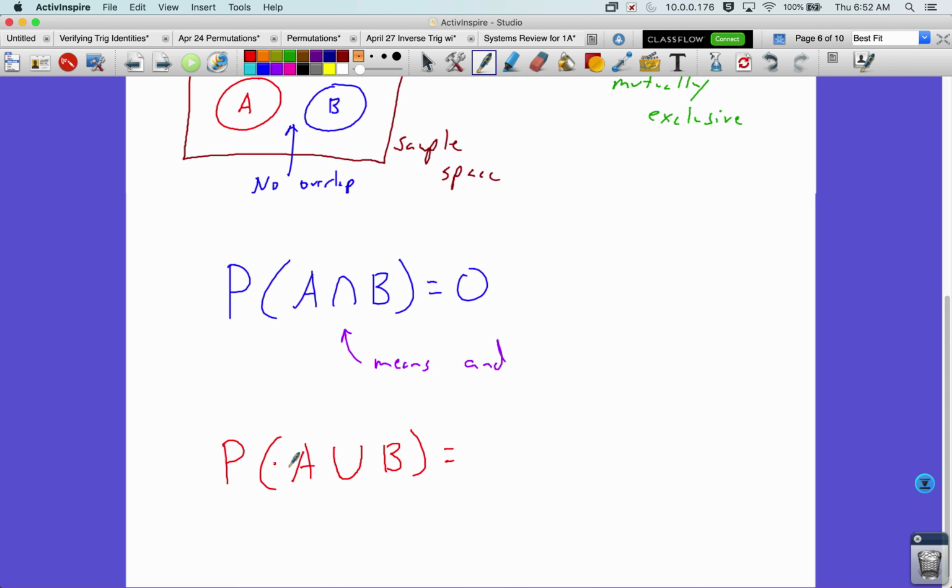But the probability of A or B is the same as the probability of A plus the probability of B. Let's talk about why this makes sense. So this means or. If there was some intersection here, then the probability of either or would actually be less than their combined probabilities because that overlap doesn't get counted twice. Here there is no overlap, so you get the full chance of probability A plus the full chance of probability B.